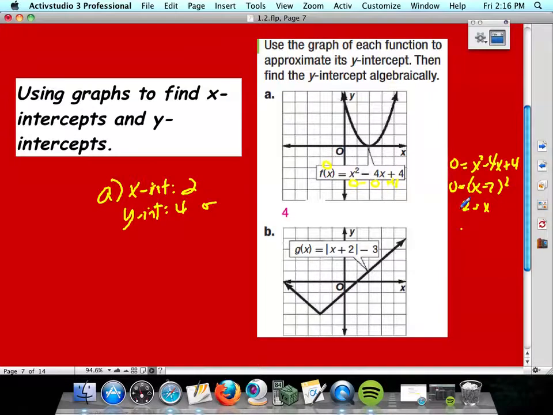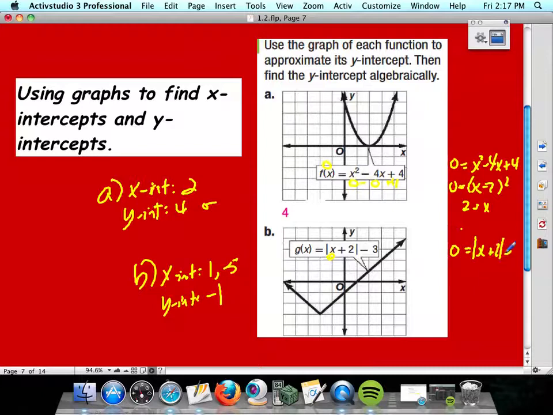Part B, just looking at it, the x-intercept looks like it's at 1 and, 1, 2, 3, 4, negative 5. So the x-intercepts look like 1 and negative 5. The y-intercept would be at negative 1. And of course it says prove algebraically. The y is always the easy one because you just put 0 in for x. 0 plus 2 is 2. The absolute value of 2 minus 3 is negative 1. So the y is negative 1. To find the x, you would put the 0 in for y, and then that would want you to solve it.